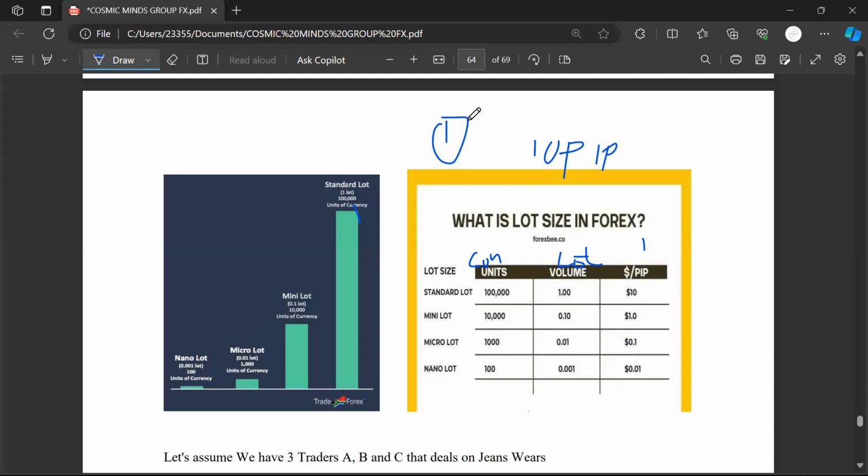Now, if you have forgotten what pip value is, then you just have to check episode 13. We did the pip value calculation there, so you understand what a pip value is. There's a calculation there. Notwithstanding this calculation, I'm just trying to make you understand what it means.